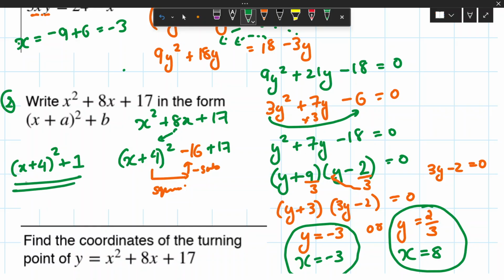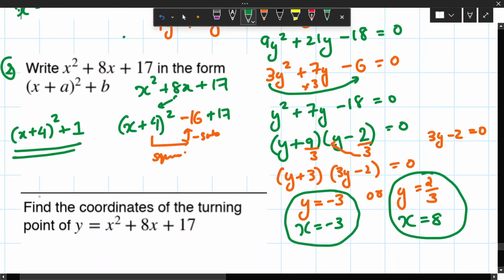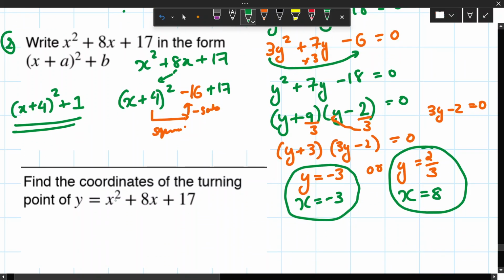So yeah, that will be that. Now find the coordinates of the turning point.